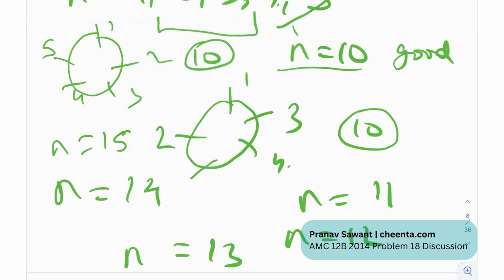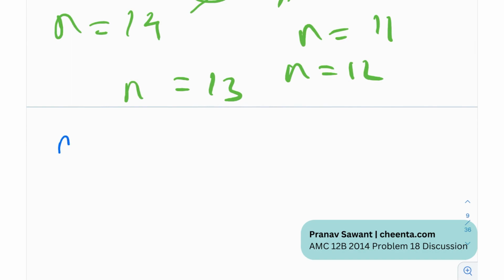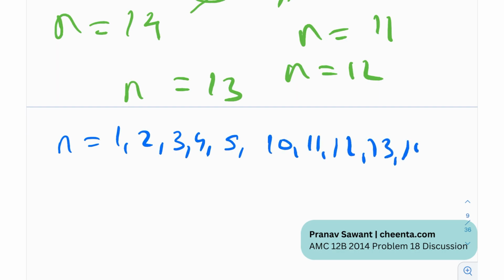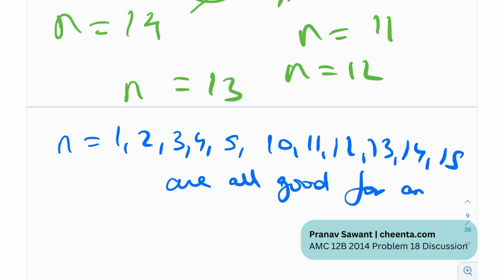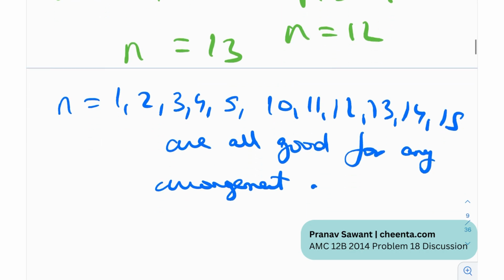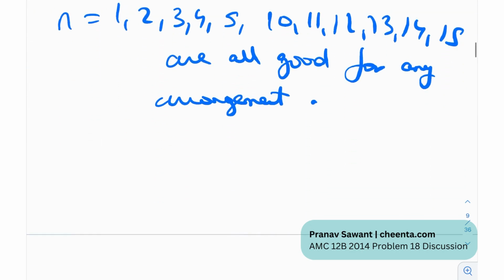So what things can we draw from here? n is equal to 1, 2, 3, 4, 5. After that, we have 10, 11, 12, 13, 14 and 15 are all good for any arrangement. No matter how you arrange the numbers, they are always going to be good. So we only need to check for n is equal to 6, 7, 8 and 9.